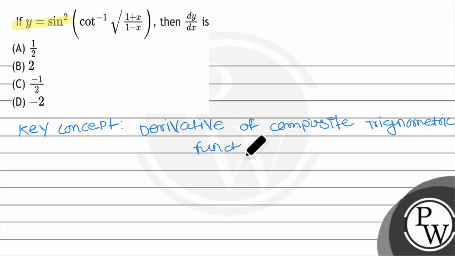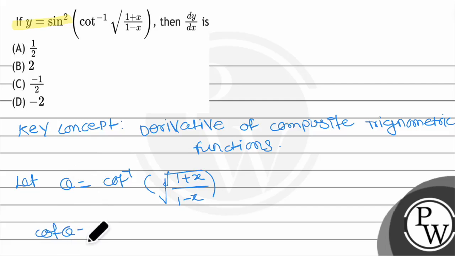Okay, so now just assume let theta equal to cot inverse of square root of (1 plus x) whole divided by (1 minus x). Okay, so here cot theta equal to, we can write, square root of 1 plus x upon 1 minus x, right? So this can be written as cot square theta equal to 1 plus x upon 1 minus x, right?